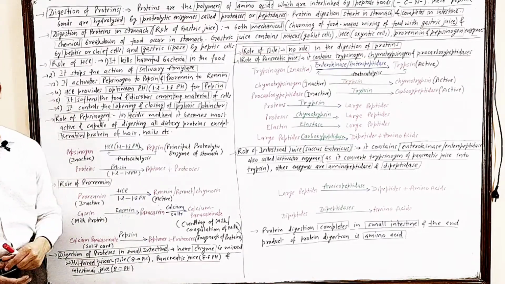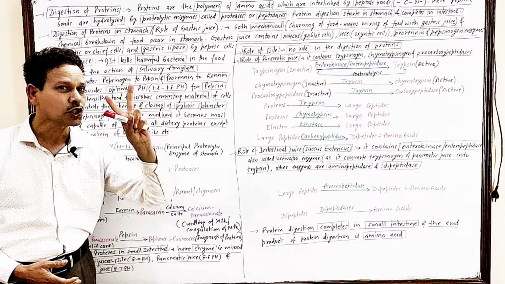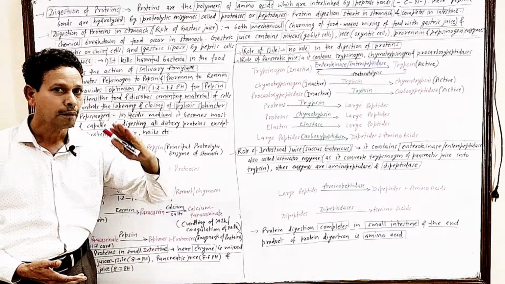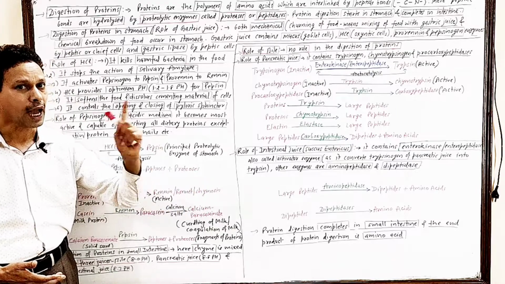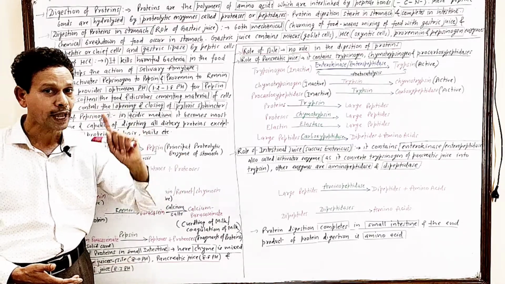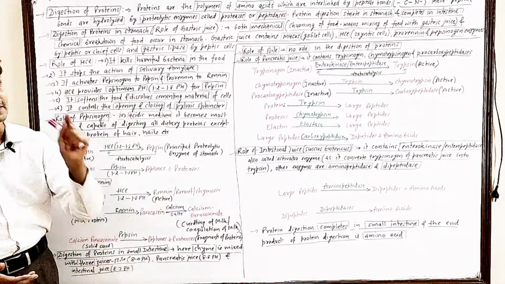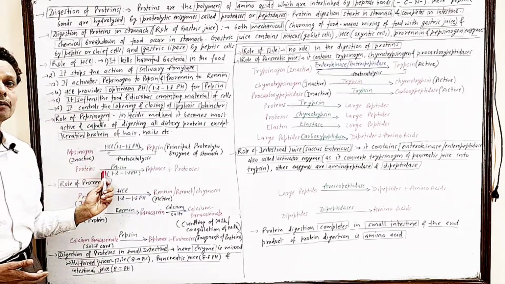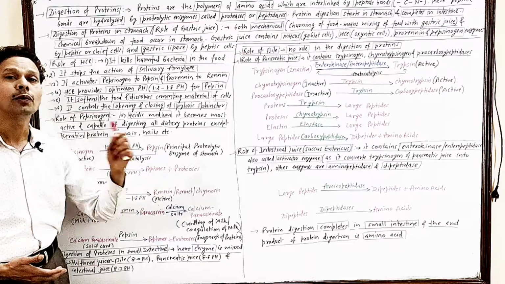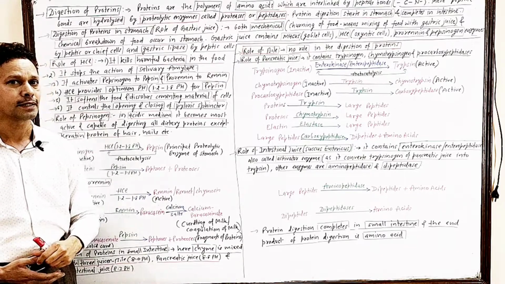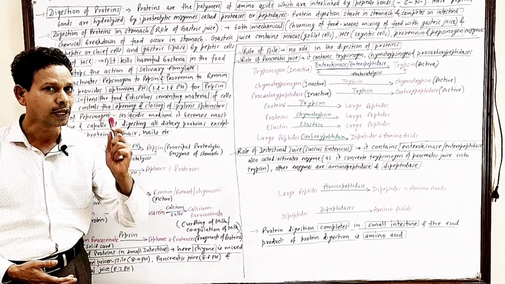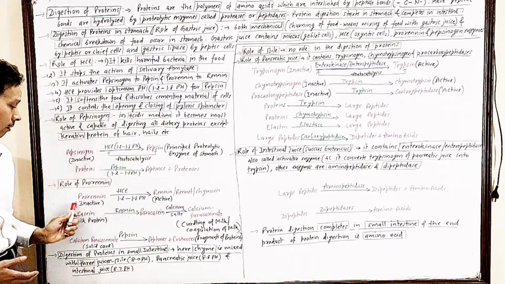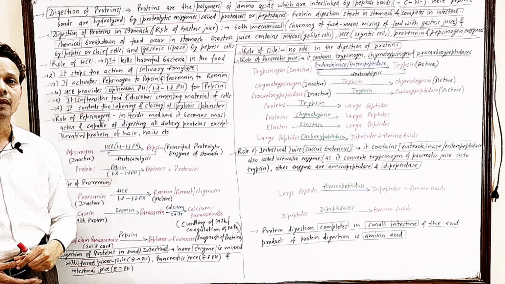Role of prorenin. In our gastric juice, two proenzymes are present. One is pepsinogen, and that pepsinogen in presence of HCl becomes active, that is pepsin, and that pepsin converts the protein molecules into peptones and proteoses. Next, second enzyme, very important for all competitive exams, that is prorenin.